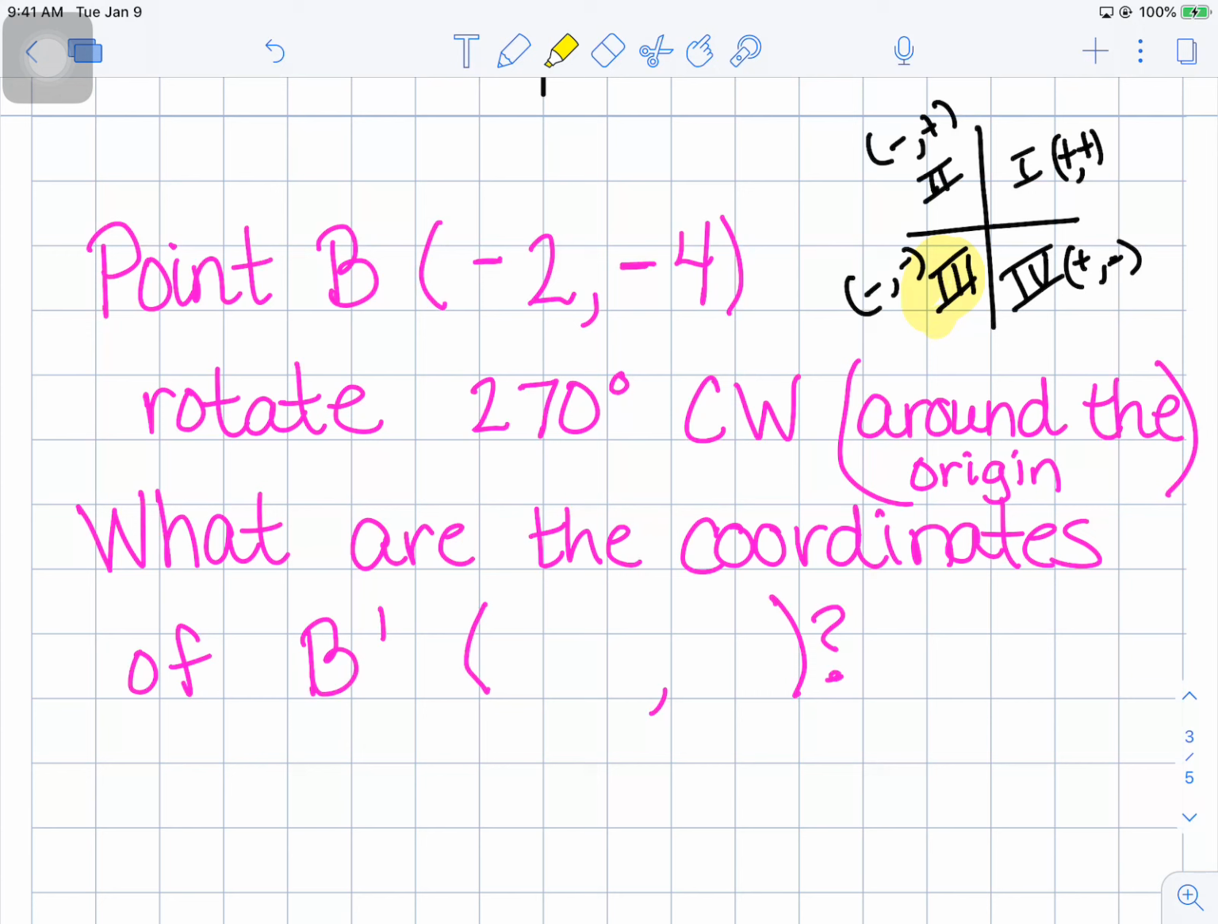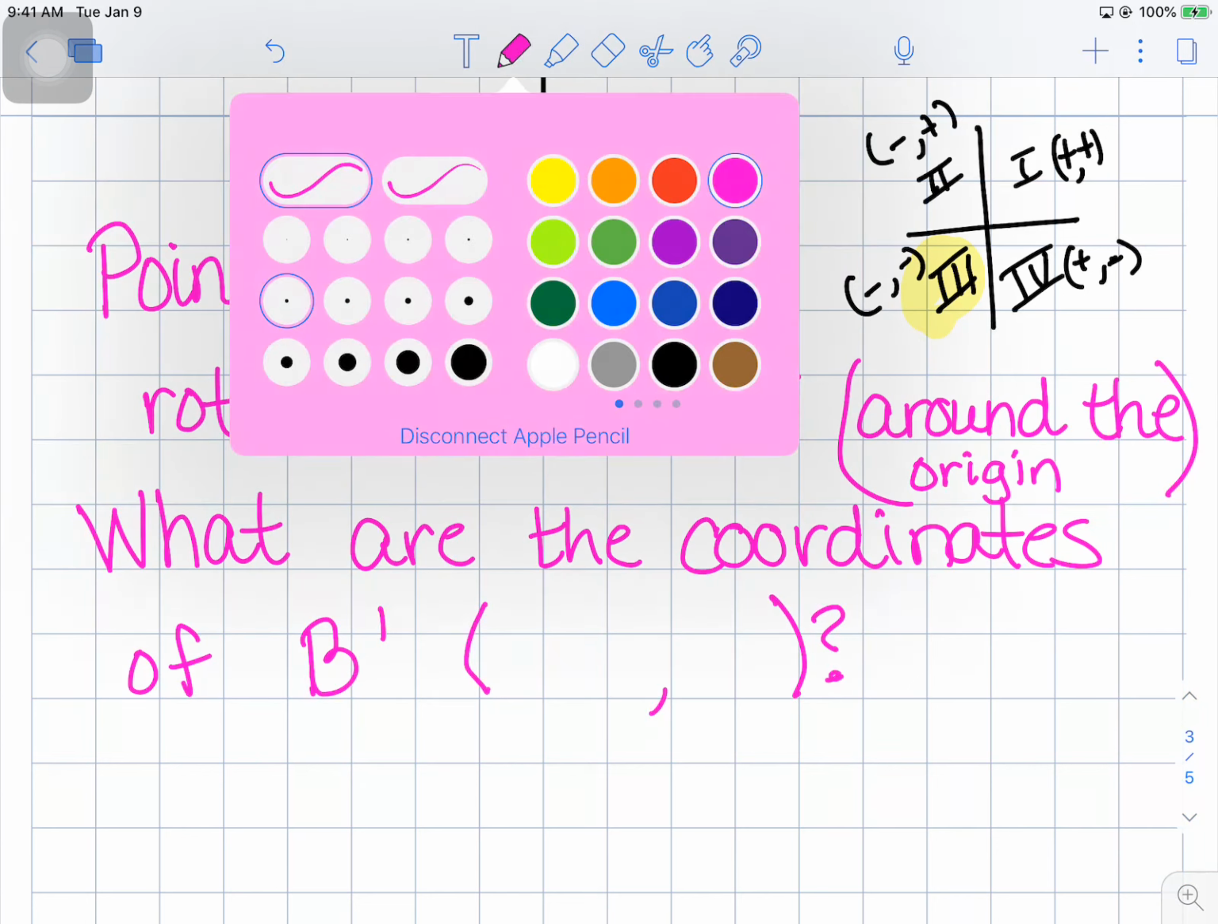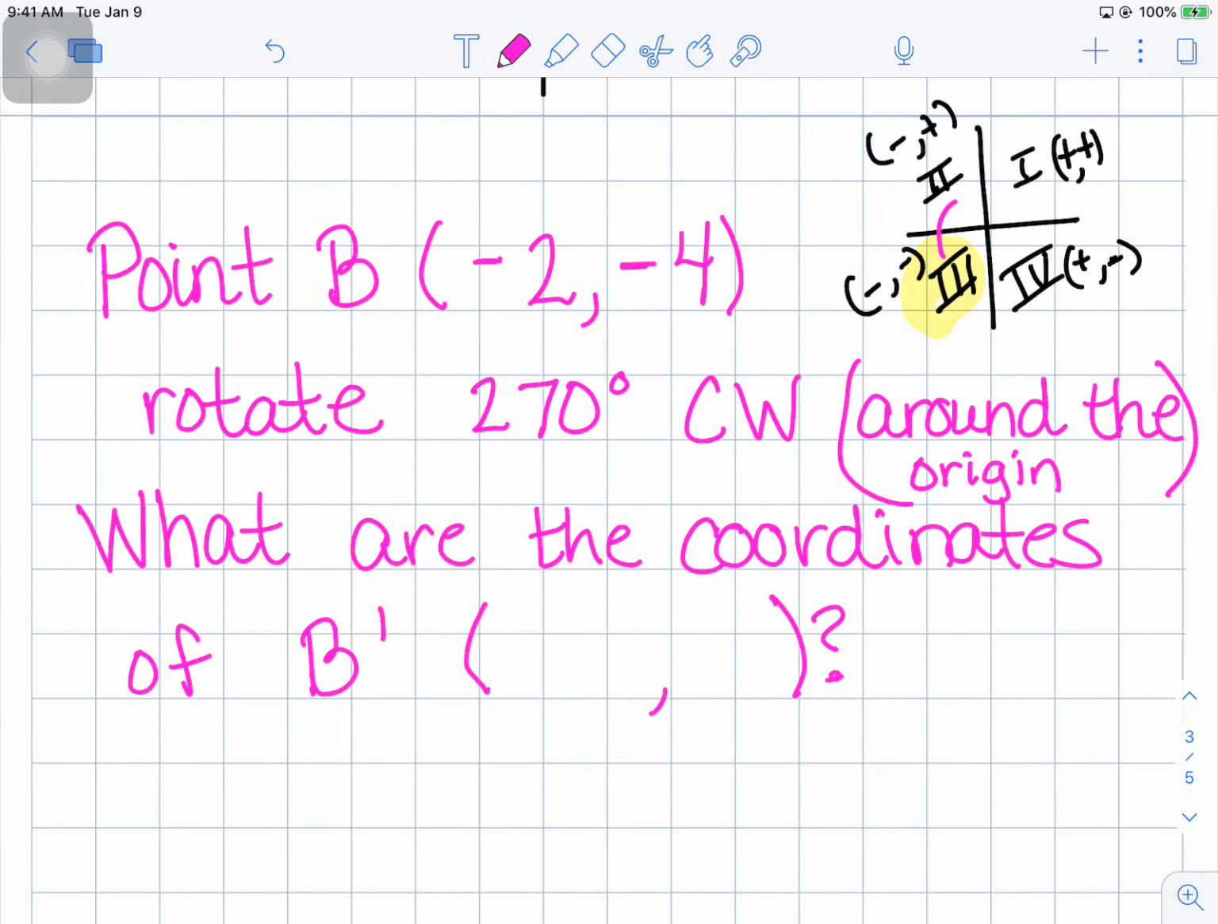And we're going to rotate 270 degrees clockwise. So we're thinking about going clockwise. So we're going to go, do a new color. So we're going to go 90, 180, 270. So I'm going to end up in quadrant 4. And so I'm doing a 270. Remember, I switch X and Y. So this becomes negative 4, negative 2.